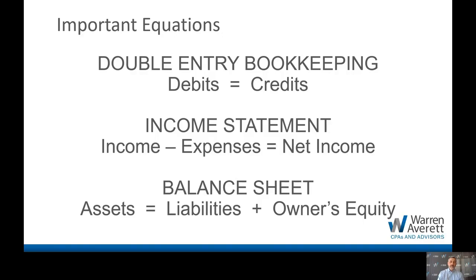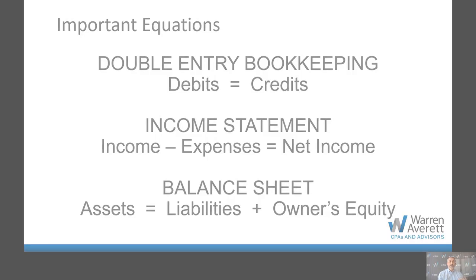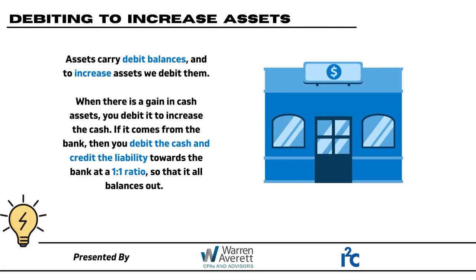If we think about debits and credits, I want you to first be aware that assets carry debit balances. To increase assets, we debit an asset. So if you get cash, you're going to debit cash to increase cash. And if that cash came from a bank that you borrowed it from and you owe the bank that money, you would credit the liability. So we've got a debit to cash and a credit to liability or the bank. And they balance, 100 and 100, debit and credit.